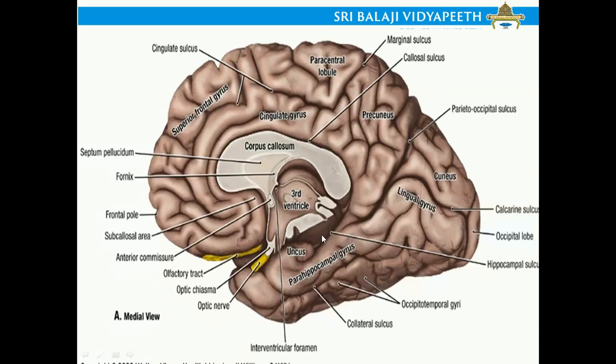The sulcus that differentiates the parahippocampal gyrus is called the hippocampal sulcus, which separates the medial surface of the brain from the parahippocampal gyrus. This sulcus is called the hippocampal sulcus. And you can also see the collateral sulcus and the occipitotemporal gyri. You can also find the interventricular foramen, which communicates between the lateral and the third ventricle.